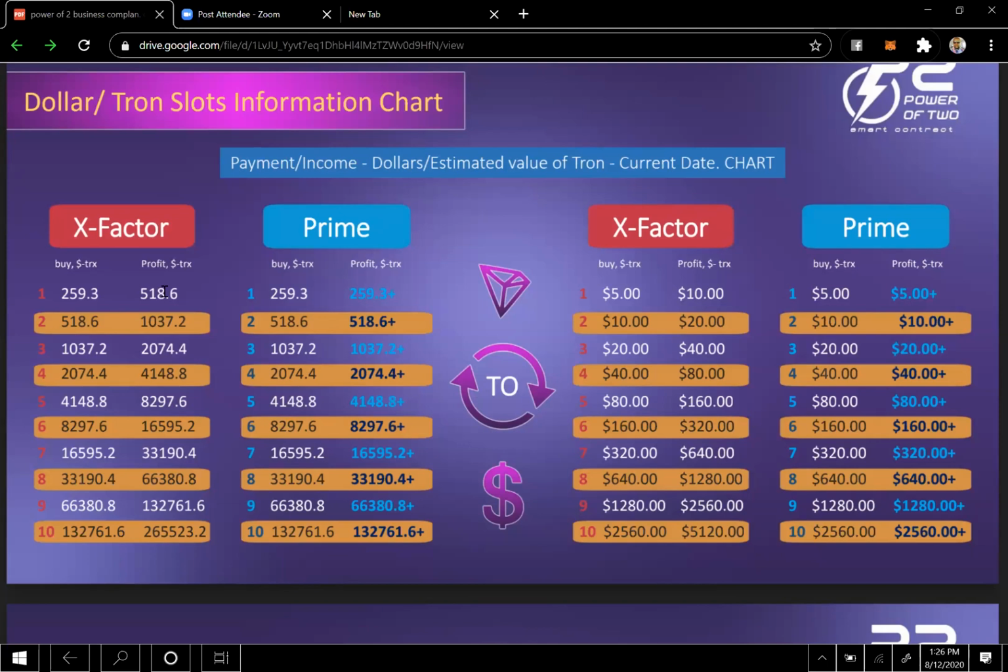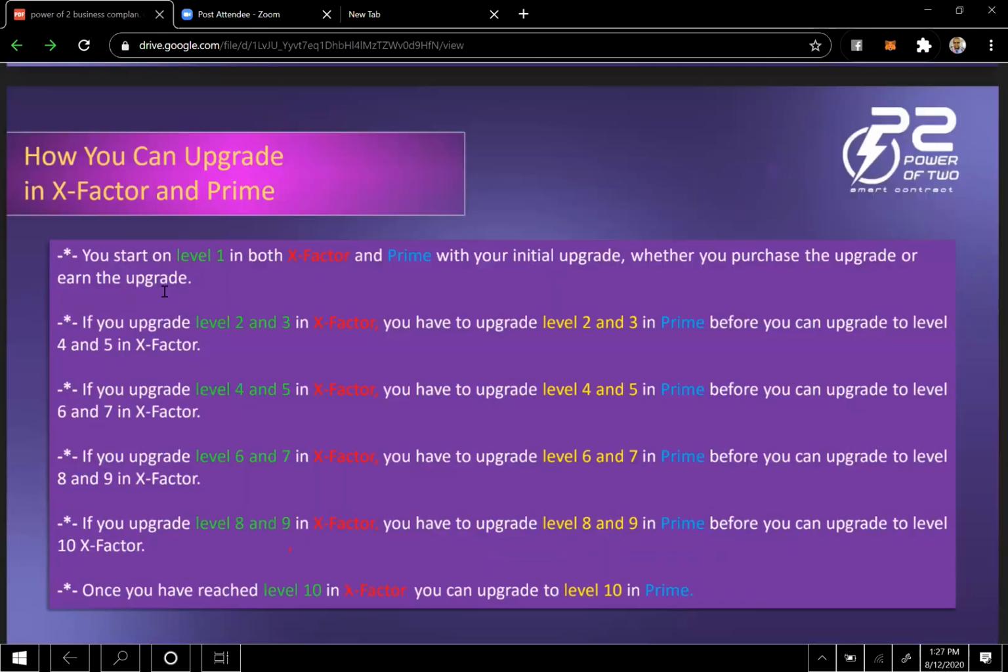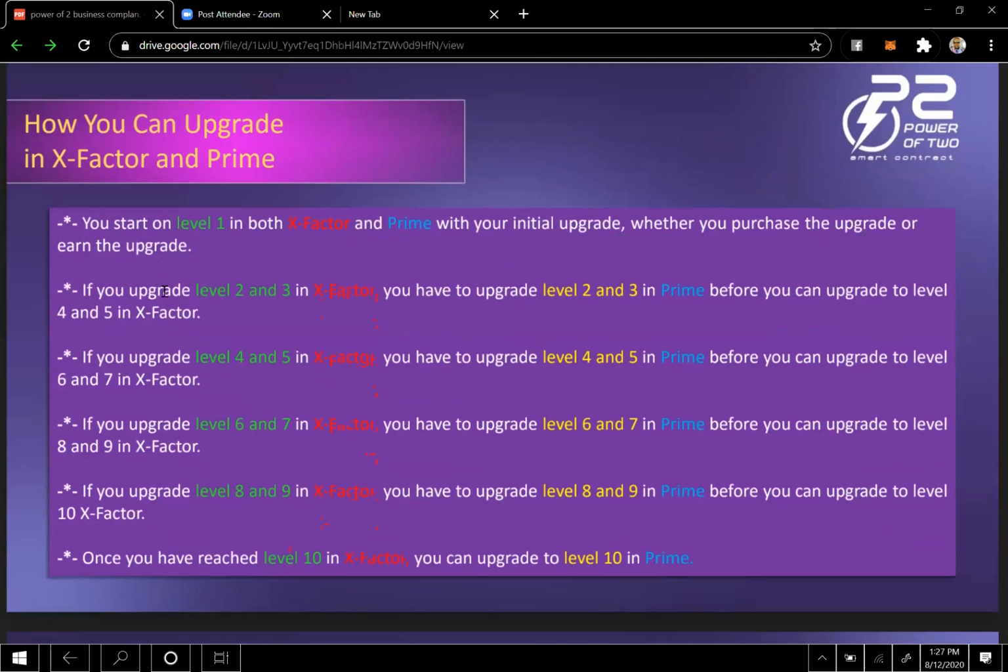And guess what? In the Prime, you have to do the same thing. Prime, X Factor, and Prime level 1 will activate for you automatically once you upgrade. For you to make money in slot 2, you must activate it. For you to make money in slot 3, you must activate it. Now, there is a rule for activating all those slots. If you purchase 2 slots in X Factor, you must purchase 2 slots in Prime. It works just like that.